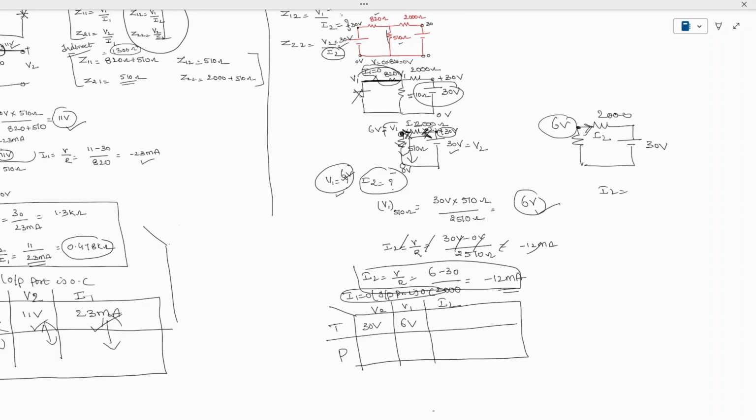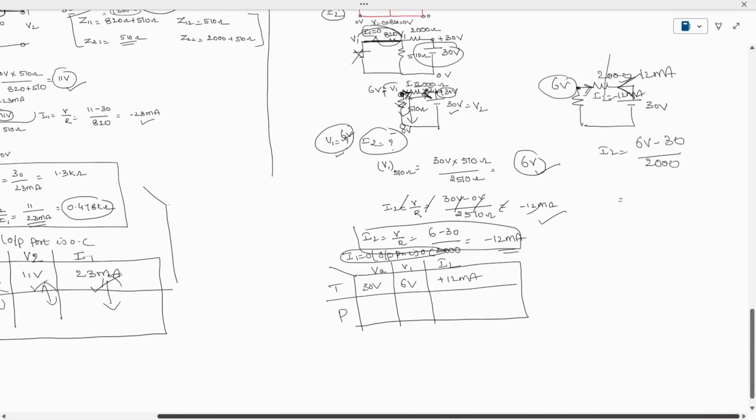Therefore I2 I can write down as current leaving: the leaving polarity of the voltage, 6 volts minus 30 volts, divided by R. The R value is 2000 ohm. Therefore you will get minus 12. So this current is minus 12 milliampere, but when this current is flowing in this direction, it will be 12 milliampere. Therefore that current I am writing is nothing but 12 milliamperes.